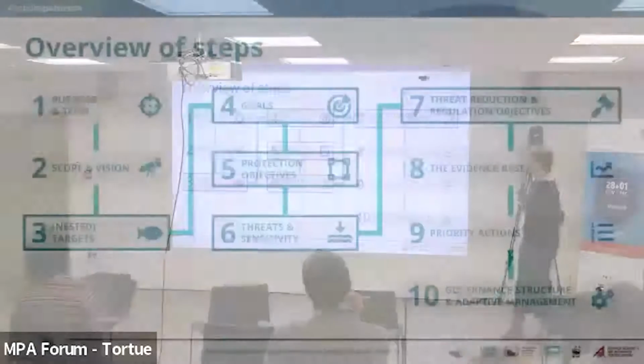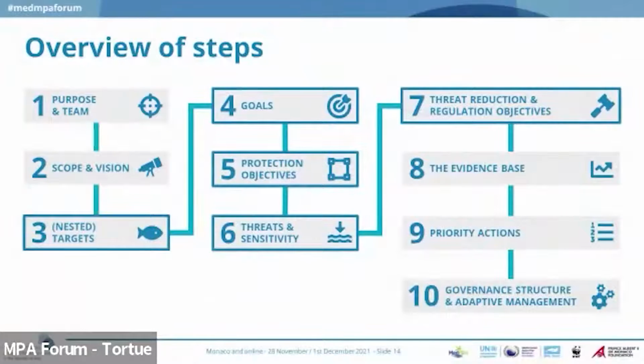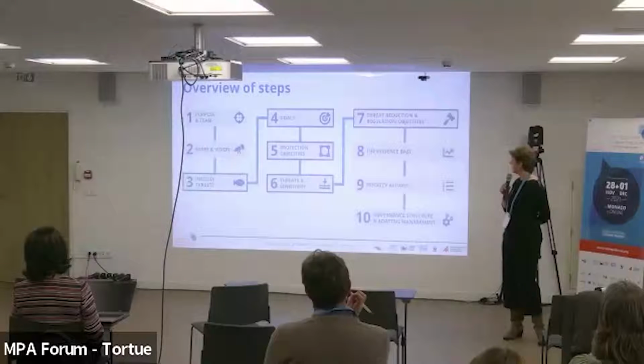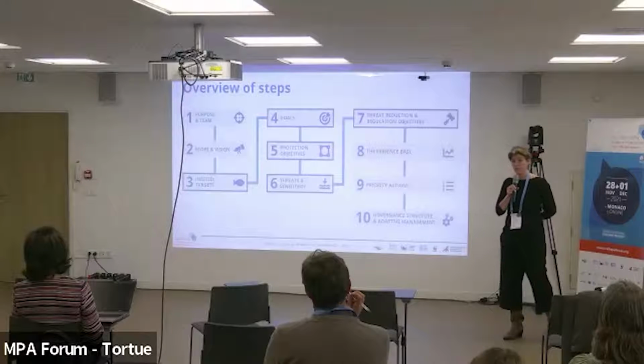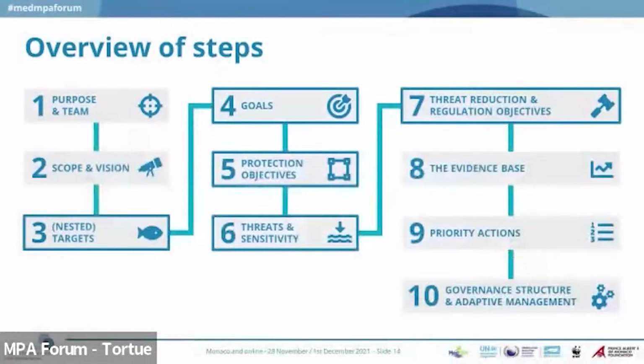Step number 6, identifying threats and understanding how sensitive each one of these nested targets is in principle to certain threats. And that then influences step number 7, understanding threat reduction objectives if you allow things to happen in a park, which is regulation objectives. Along the way, you build up your evidence base, trying to bundle all your best available knowledge.